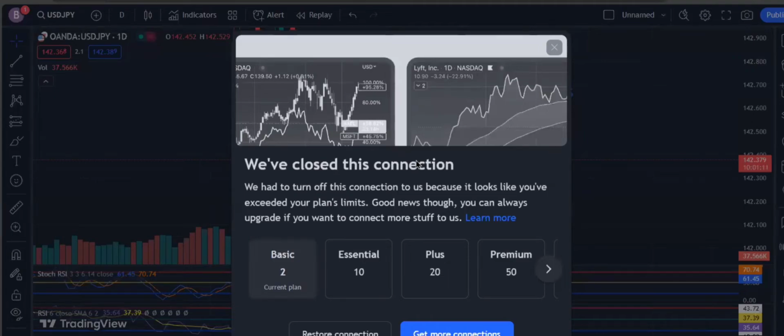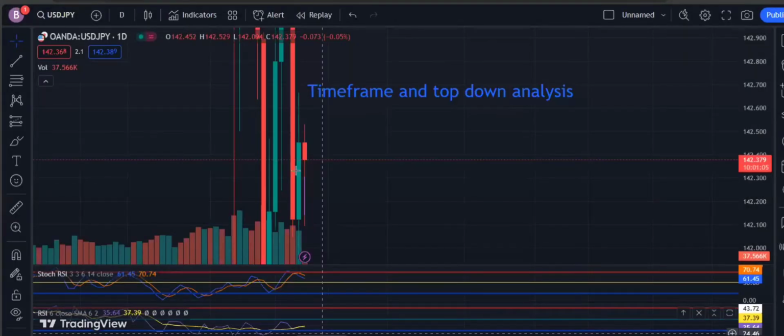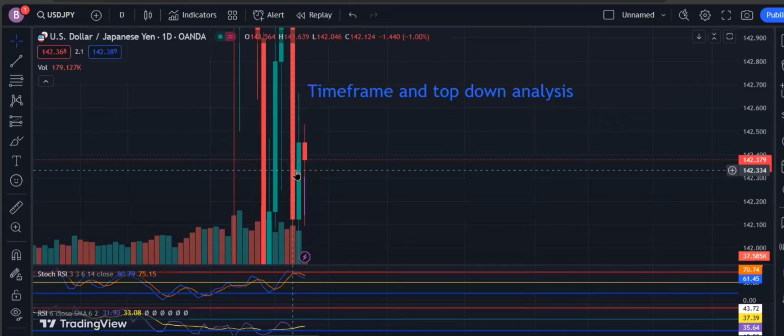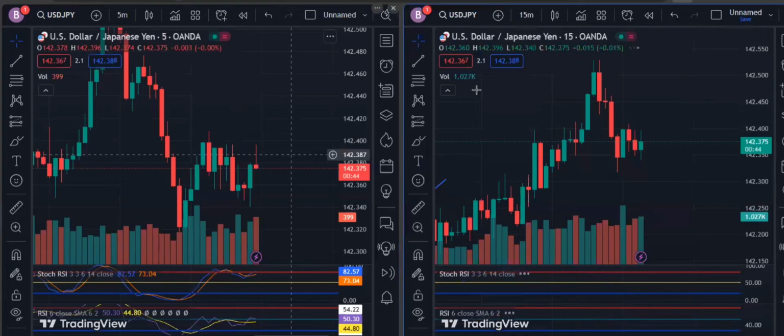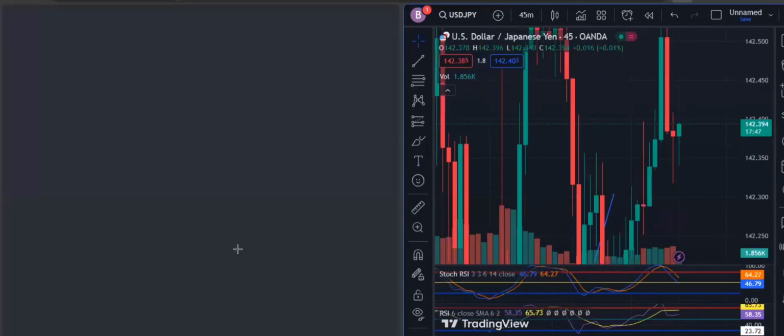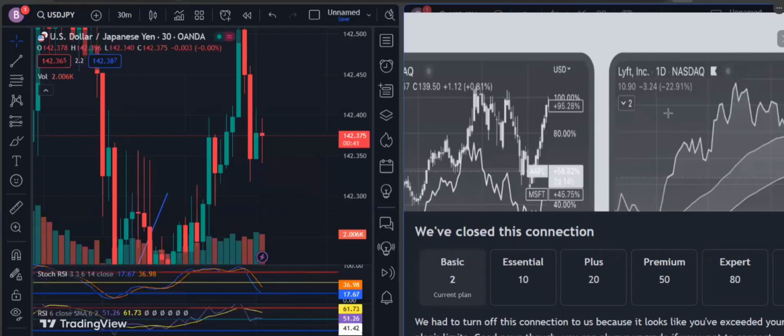Maybe you have heard of the term top-down analysis. We'll talk about that. It means to begin with a bigger time frame to get the bigger picture, and then you switch to the smaller one to decide whether to buy or sell, like I always do. So I have my bigger time frames, on which I run all my analysis.